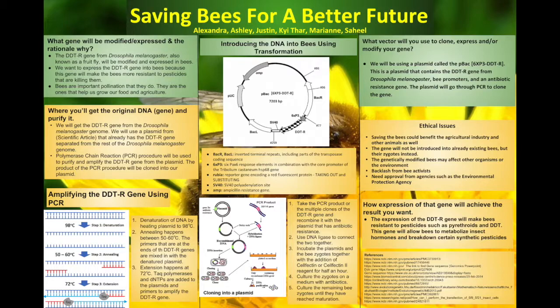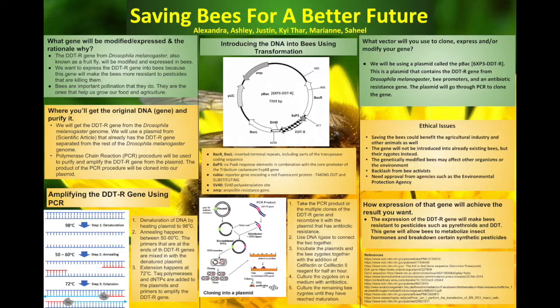The last step of PCR is extension, also known as elongation. This extension happens around 72 degrees Celsius, and in this step, the polymerase enzyme sequentially adds bases to the 3' end of each primer, extending the DNA sequence in the 5' to 3' direction. Taq polymerase and dNTPs are added to the plasmids and primers to amplify the DDTR gene.